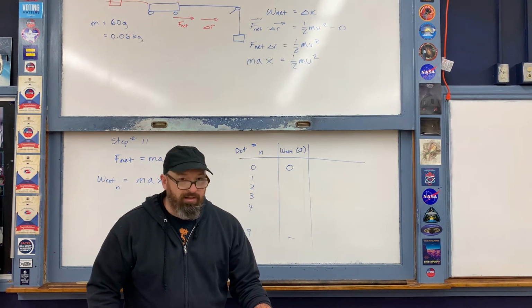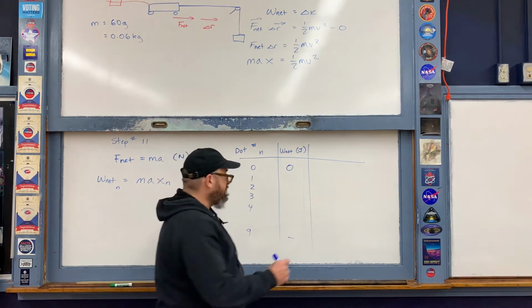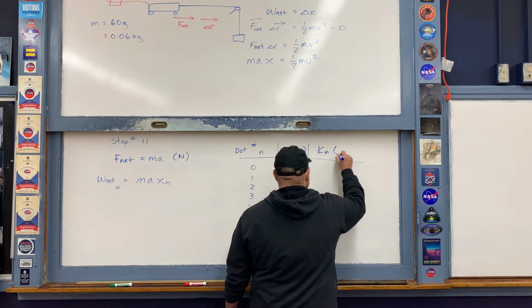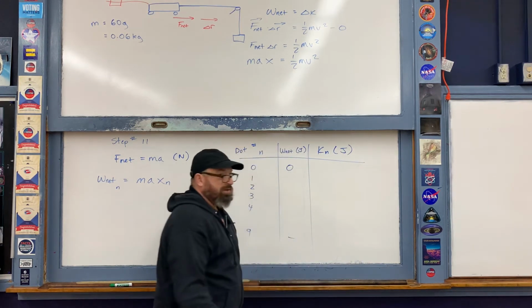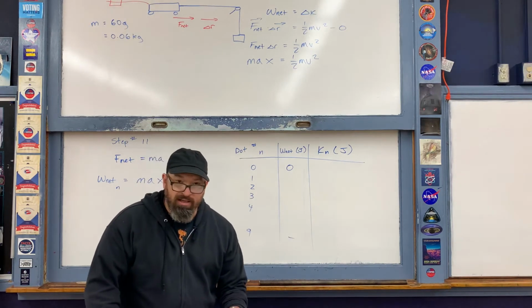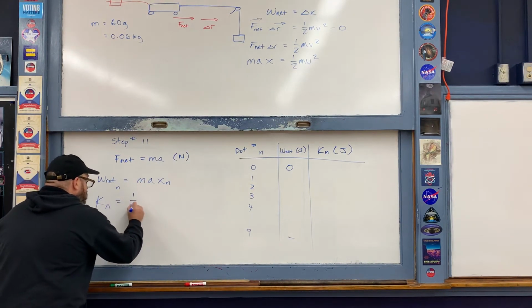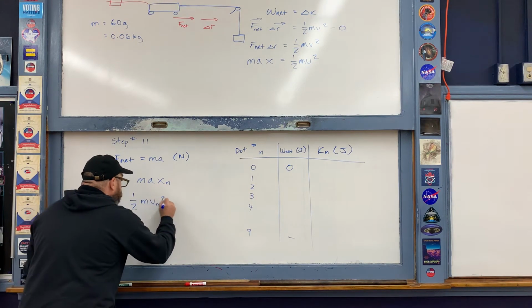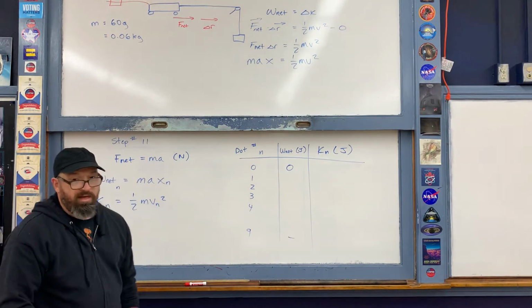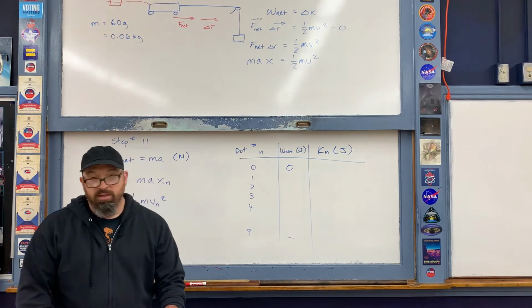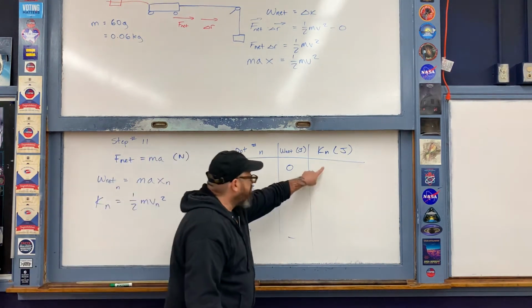That is, by the way, the next column in this data table: the kinetic energy at the nth dot, in terms of joules. So the way you calculate the kinetic energy at the nth dot is as follows. You take 1/2 times the mass of the cart and then multiply by the velocities that you had calculated in the earlier data table, squared. That then gets tabulated here.